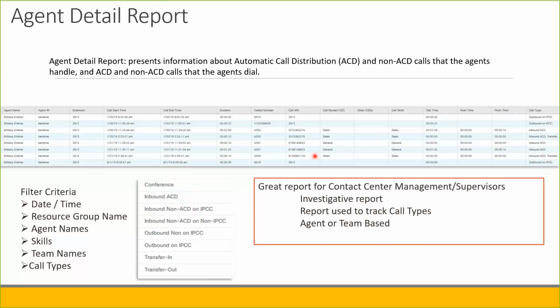This is a good example of how I can pull up by agent, by phone number, by call type, and I can see the exact story behind that phone call. So I can see it coming in through the ACD. I can see that it was a queued call. I can see that it was transferred out. I can see how long the call was on hold for. The other piece to this as well is that it does give you a good view on all the CSQs that it was routed to.